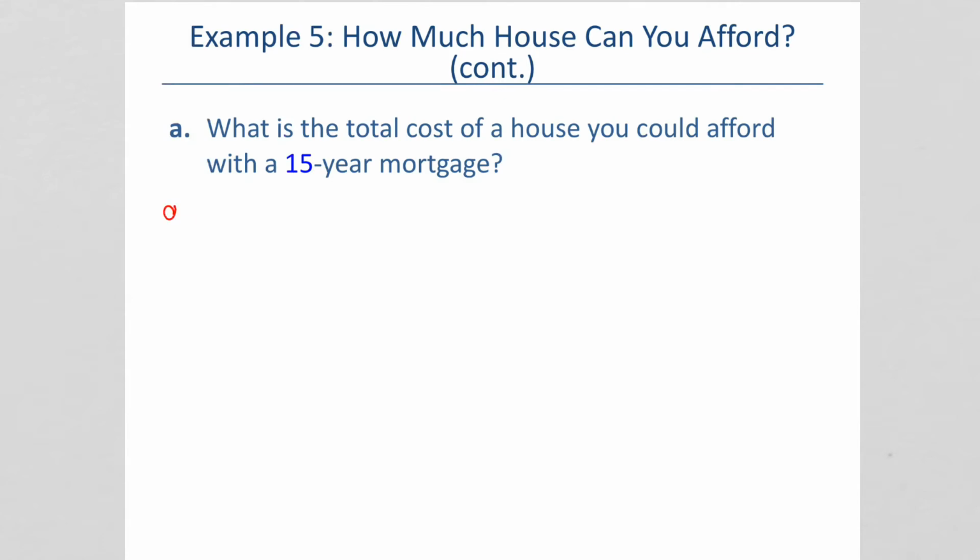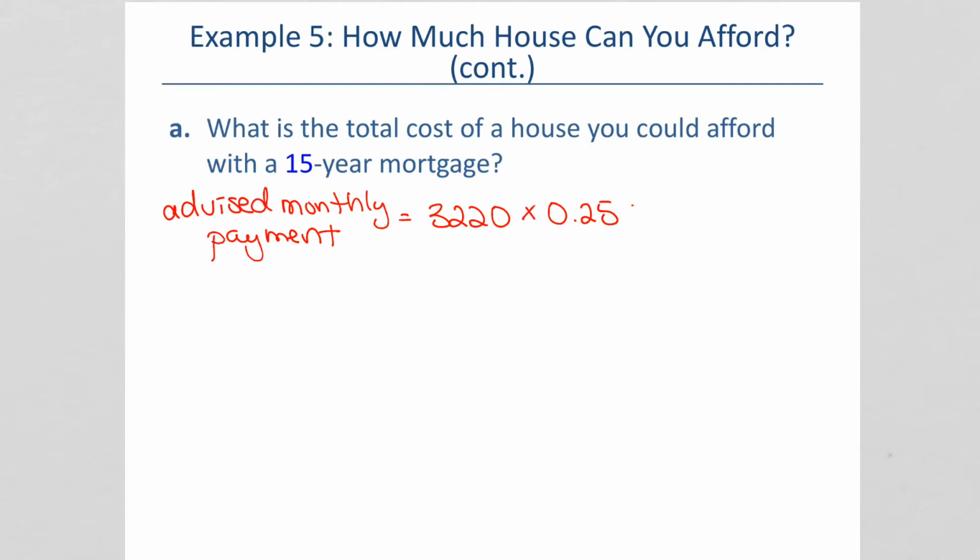So first of all, we need to find your advised monthly payment. We want a quarter of your take-home pay. So we'll multiply 3220 by 0.25, and so your maximum payment would be $805. Okay?